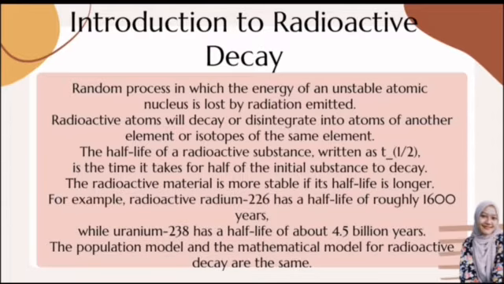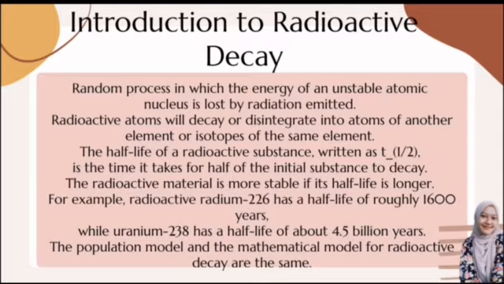Introduction to radioactive decay. Radioactive decay is a random process in which the energy of an unstable atomic nucleus is lost by radiation emitted. Radioactive atoms will decay or disintegrate into atoms of another element or isotopes of the same element. The half-life of a radioactive substance, written as T1/2, is the time it takes for half of the initial substance to decay. The radioactive material is more stable if its half-life is longer.